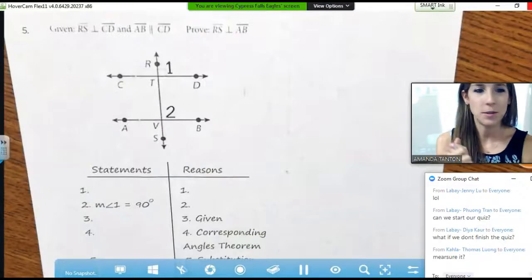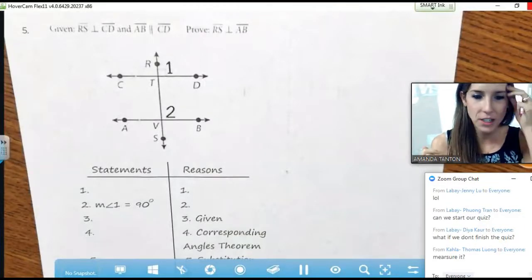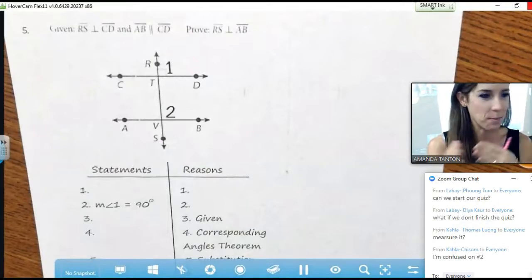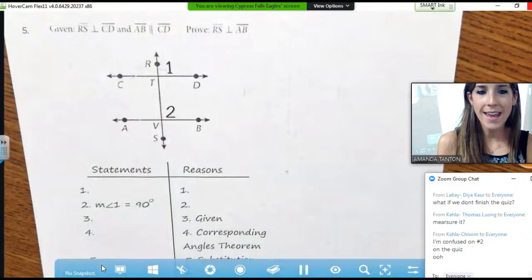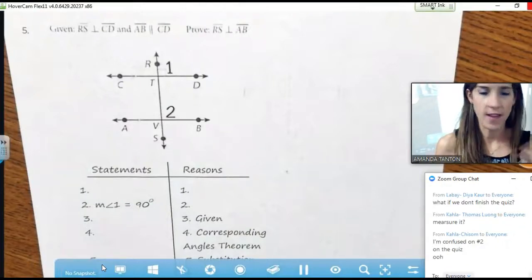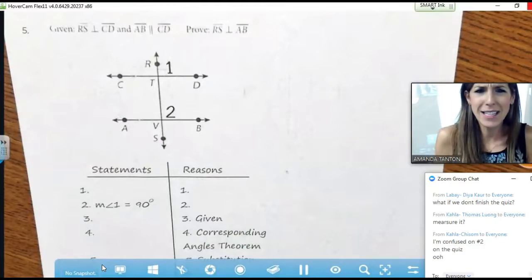The last thing we're going to do today is a proof. Why not? We're in geometry. We should be proving things. All right. When we write a proof, we're going to start with the given. That's how we're going to start. How do you start a proof? You start with the given. Let's look and see what we're even trying to do here.